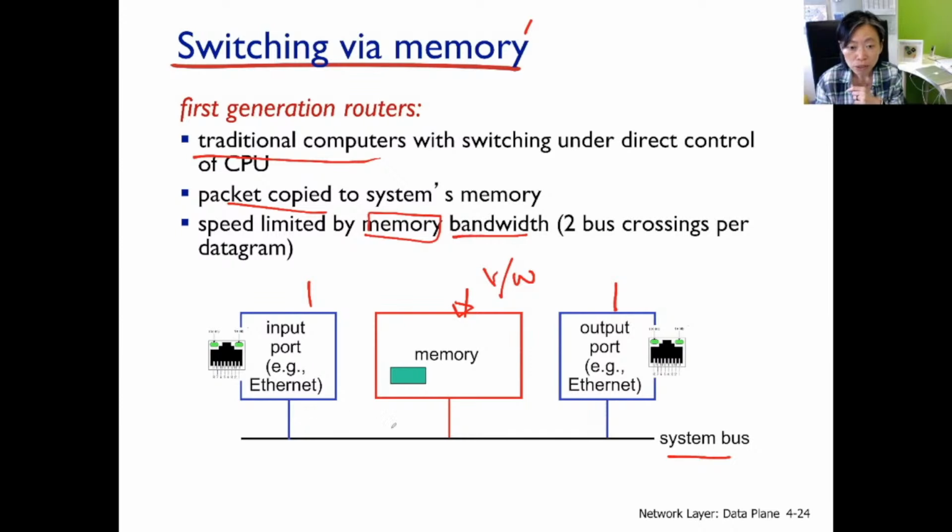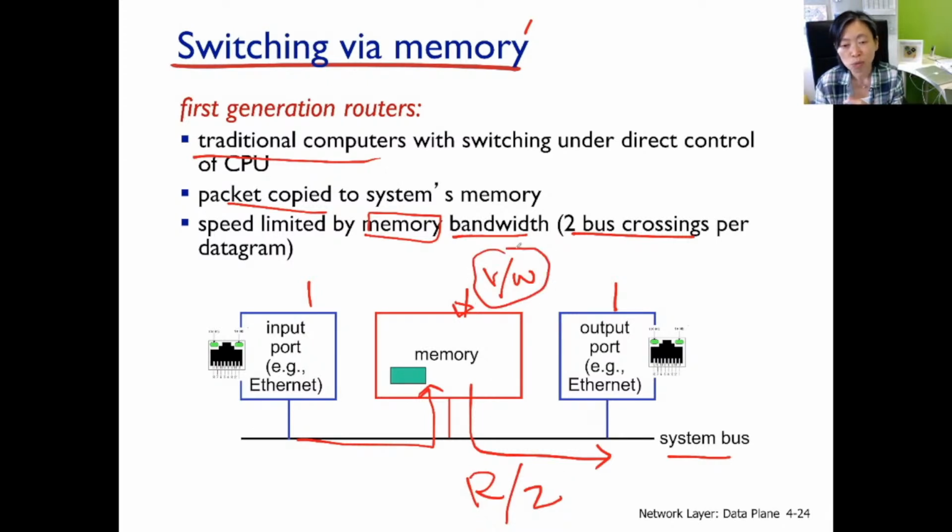And not to mention this, we send packets into the memory like this, and we also fetch packets out from the memory like this. So you see each packet has 2 bus crossings. If the bus speed is R, the throughput can only be this much advanced. If this is not limiting memory's read-write access time.